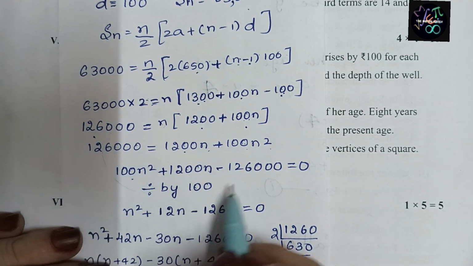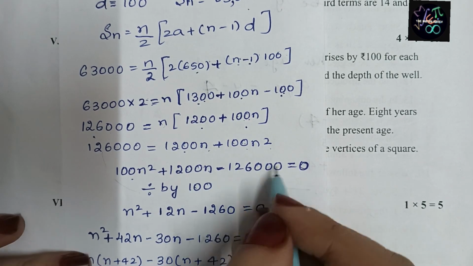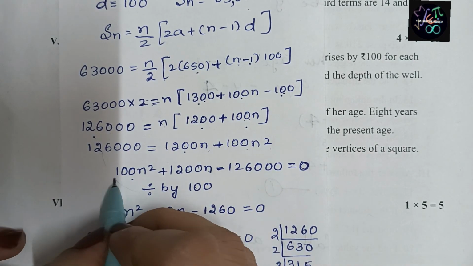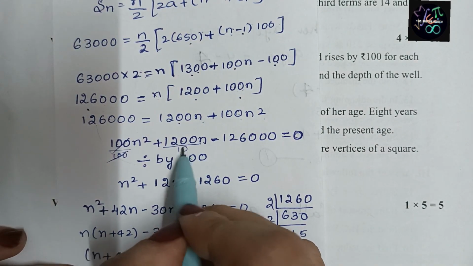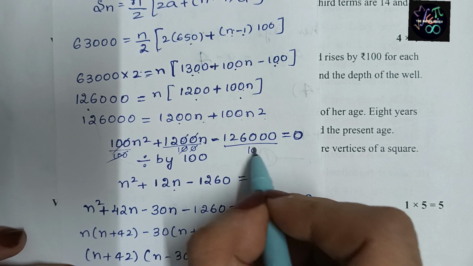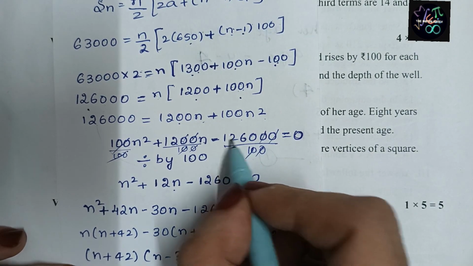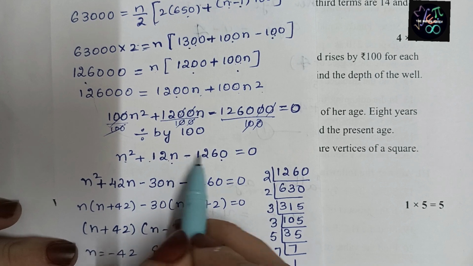This 126,000 I will bring here, which means minus, equals 0. Now we can divide by 100. If we divide by 100, 100 upon 100 is gone, n square. Dividing 1200 by 100 gives 12n, and dividing 126,000 by 100 leaves 1260. So here the equation becomes n square plus 12n minus 1260.